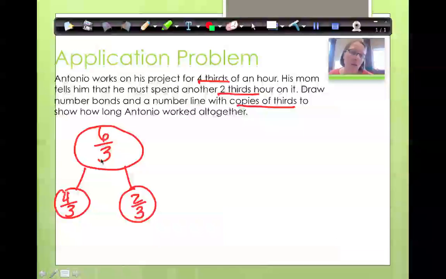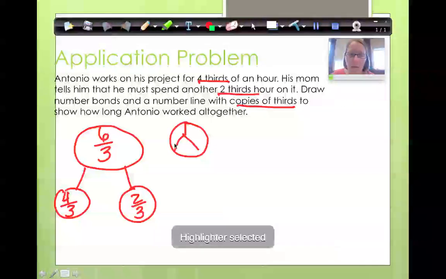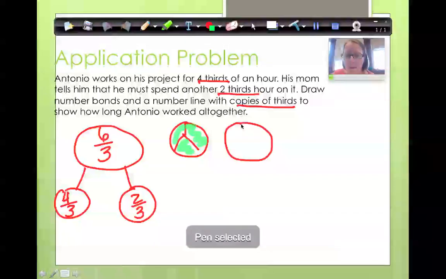Okay. Well, what's another way of saying 6 thirds? Picture this in your brain. It's 1, 2, 3, 4, 5, 6. So what is 6 thirds an equivalent of? It's also the same as 2 wholes, right? Okay, well, 6 divided by 3 is 2. So, we have 2 up here.